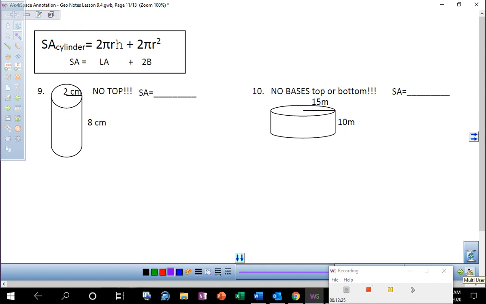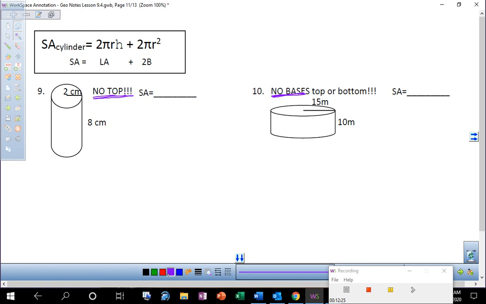Alright, so number 9 in the instructions says no top. So essentially rather than having 2 pi r squared, we're just going to eliminate that 2. We don't have 2 of them anymore. And then on 10, it says we have no bases whatsoever. So this is similar to that cone where we're going to eliminate everything that has to do with the bases. All we're going to have is our lateral area. I will work number 9 with you, and then I will let you do number 10 on your own here in a second.